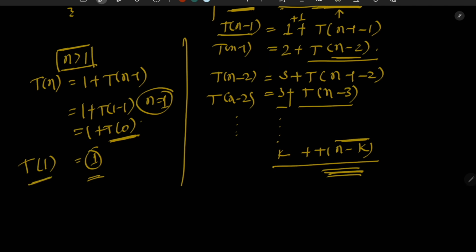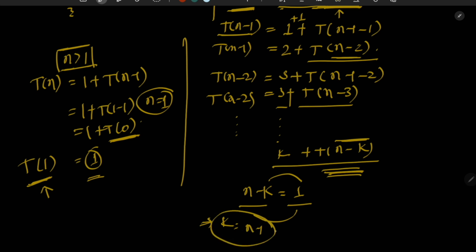So if we want this thing to stop, what we want is this thing to align with this thing, right? So basically we want to hit the base case. And when do we hit the base case? When this T becomes 1. And when this thing becomes 1, then n minus k should become this value, right? n minus k as 1. So for what value of k is this going to become 1? So what we do is we take k on this side and we bring 1 on this side. So basically this will be n minus 1. So for the value of k that is n minus 1, this thing is going to become 1 and we are going to hit the base case.